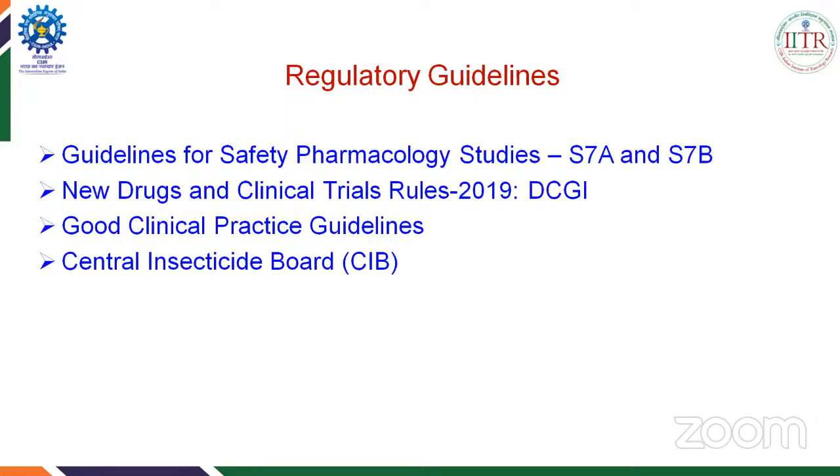Most of the guidelines that I will be talking about in the next few slides pertain to OECD guidelines. Apart from that, we have certain other guidelines, like for safety pharmacology studies, you have the ICH S7A, S7B. Then in India, we have the New Drugs and Clinical Trial Rules 2019. Then we have the Good Clinical Practice Guidelines, of course, which is not under the purview of the current talk. And then we have certain requirements from the Central Insecticide Board, which mostly apply to the testing of all the agrochemicals.